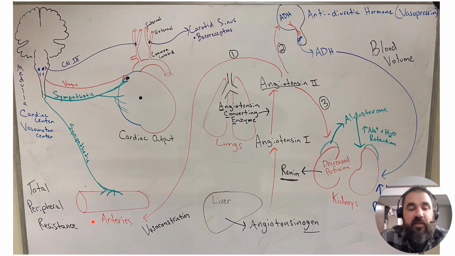There are no parasympathetic nerves to the blood vessels, only sympathetic. The more tone, the more outflow of the sympathetic nervous system, the more vasoconstriction we get, the more TPR we have, and then the higher the blood pressure.